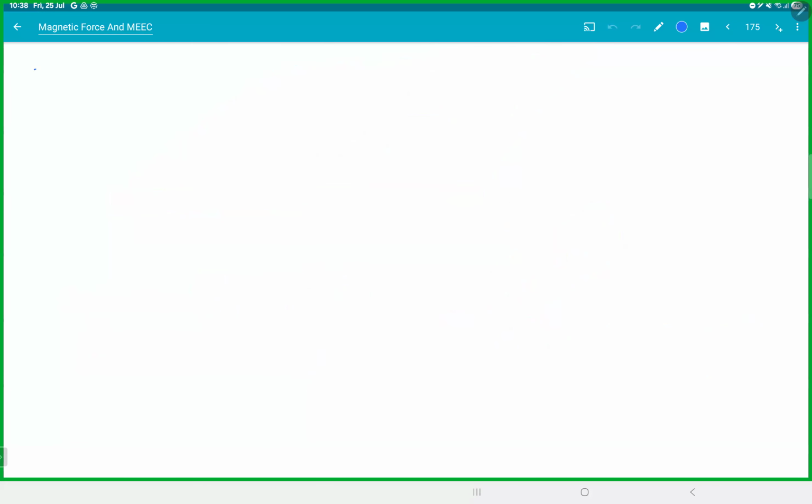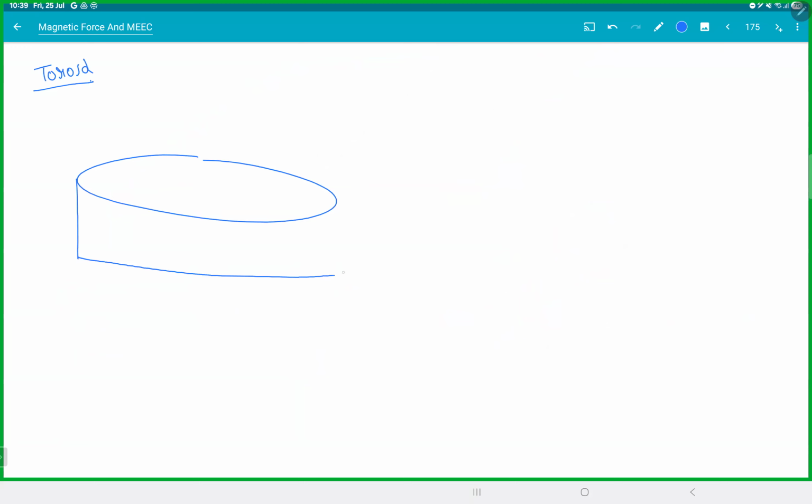The last thing is a toroid. We just have a result there. We don't have any questions also on this. So do remember, a toroid looks like a donut. Technically, the edges should be smooth. I'm unable to draw it properly, so I'm putting it flat edges.